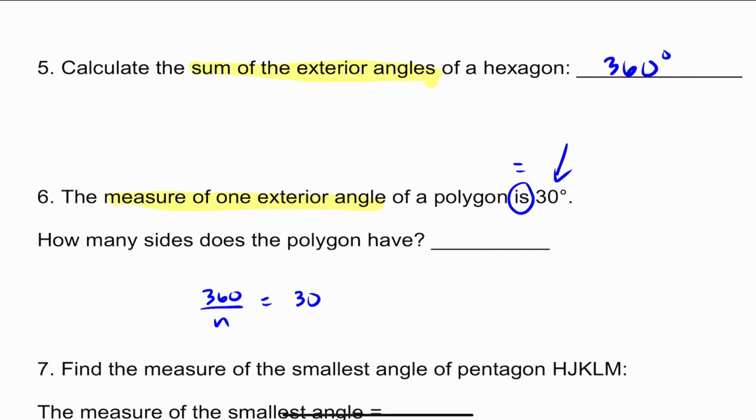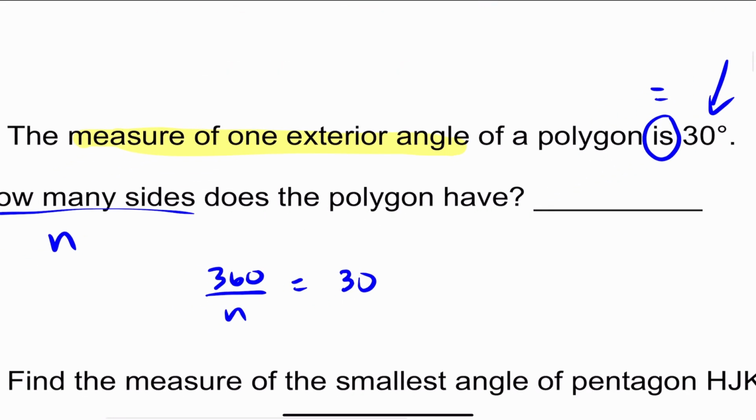So now I'm going to bring this down. And the question, it says, how many sides does the polygon have? So when I'm saying how many sides, or the number of sides, I'm representing that as a variable. And we know what variable it uses. It uses the letter n, right? N represents the number of sides.